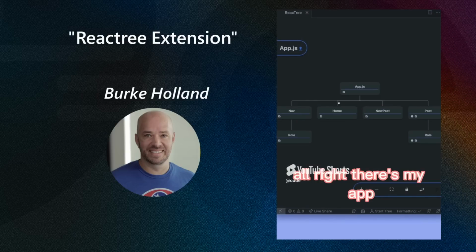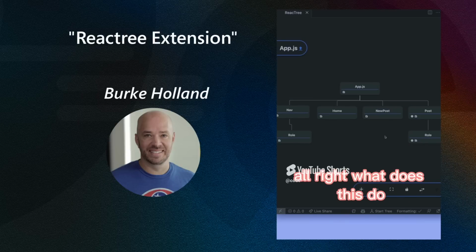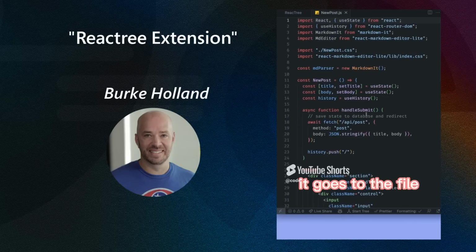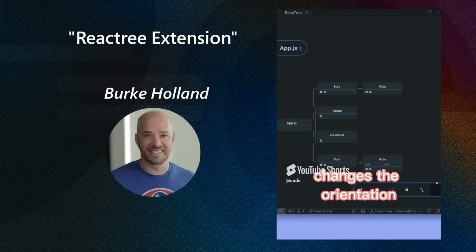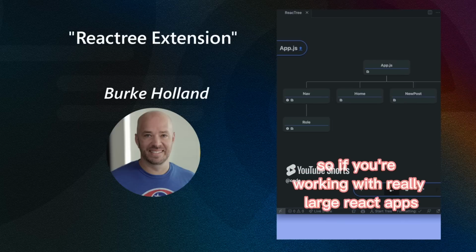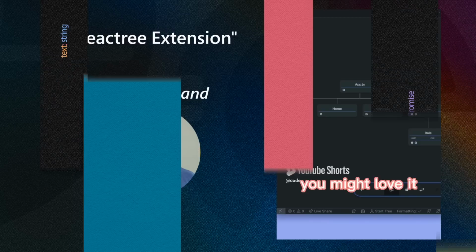All right, there's my app. Okay, I see how this works here. These are the different components. I can move them around. All right, what does this do? This eye right here. Oh, these are props. Okay, so these are the props. If I click here, it goes to the file. Very nice. All right, what does this do? Changes the orientation. Very cool. And this just fits it to the view. So if you're working with really large React apps, check out Reactree. You might love it.